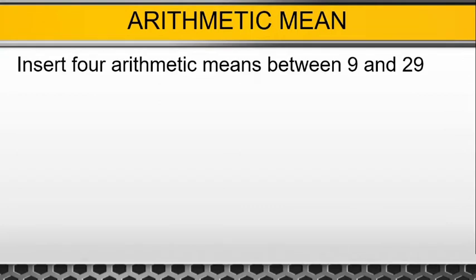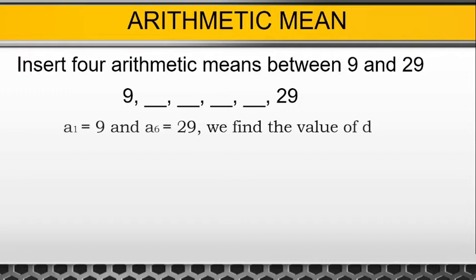This is another problem involving arithmetic means. We have to insert four arithmetic means between 9 and 29. 9 is the first term, the second, third, fourth, and fifth terms are unknown, while 29 is our sixth term. A1 is equal to 9 and A6 is equal to 29. We find the value of d. The first step in finding the arithmetic means is to find the value of d.